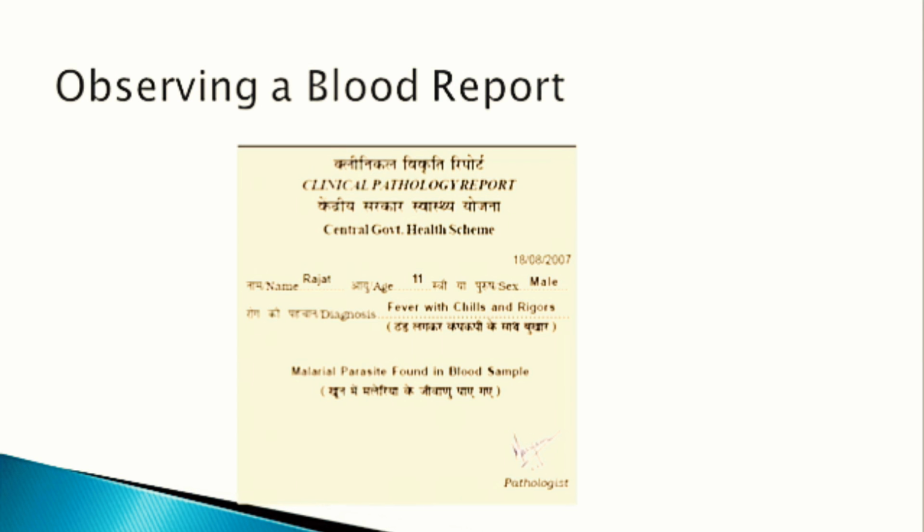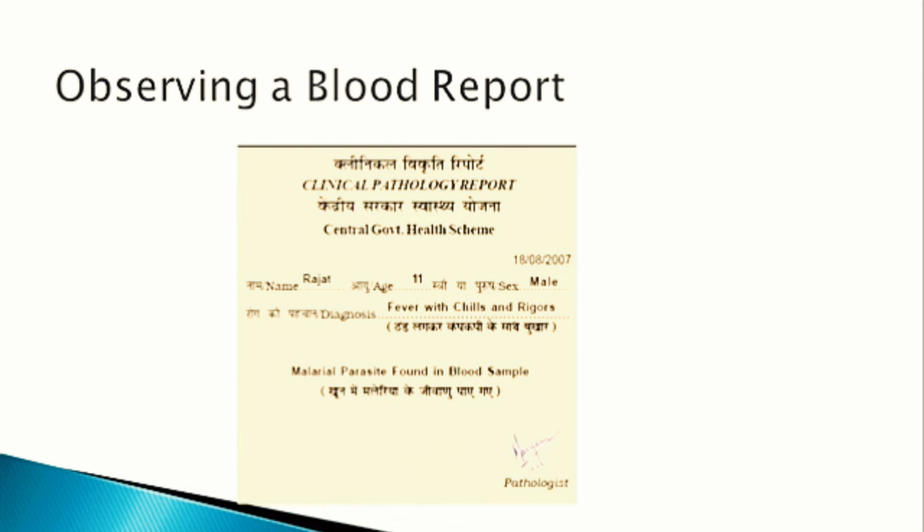This is a blood report sample. I am sure you must have seen it in your EVS textbook of class 5. There is a chapter titled A Treat for Mosquitoes. So this blood sample is taken from that particular chapter of the class 5 EVS textbook. It is given on page number 69. So you can ask children to observe that blood report and answer some questions.